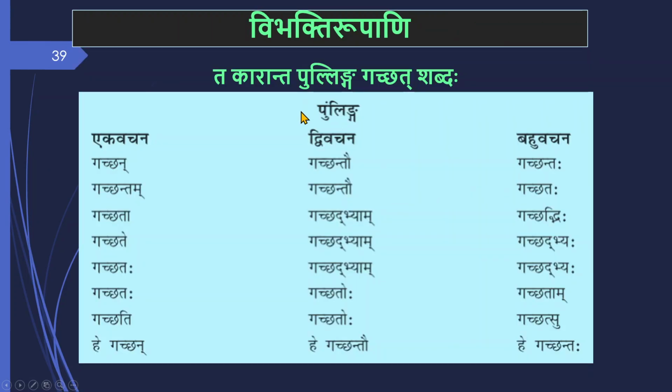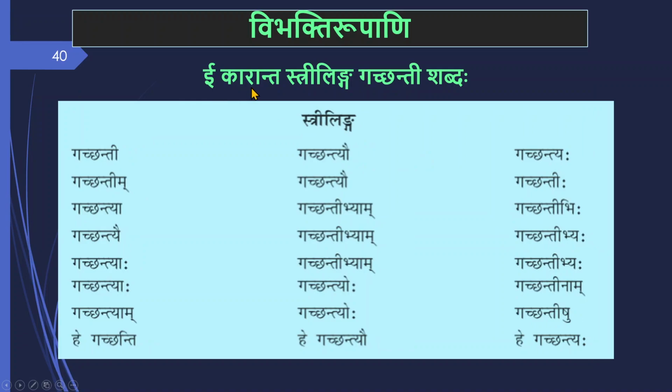Now, some Vibhakti Rupas are given. Takaranta Pullinga Gachat Shabdaha: Gachan, gacchantau, gacchantah. Gachantam, gacchantau, gachatah. Gacchata, gacchadbhyam, gacchadbhihi. Gacchate, gacchadbhyam, gacchadbhyah. Gachatah, gacchadbhyam, gacchadbhyah. Gachatah, gacchatoh, gacchatam. Gacchati, gacchatoh, gachatsu. He gachan, he gachantau, he gachantah. These are masculine forms, pullinga, gachat shabda.